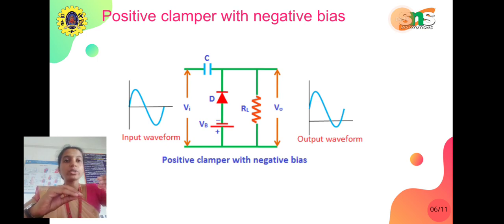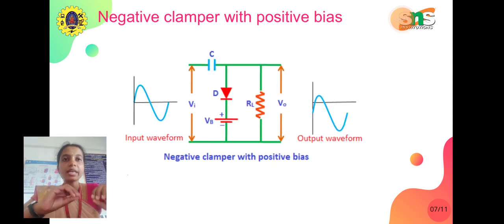So we are going to gain an output where the negative peak will be in the zero position. It will be completely shifted upwards, where the negative peak will be in zero position. This is called positive clamper with negative bias.